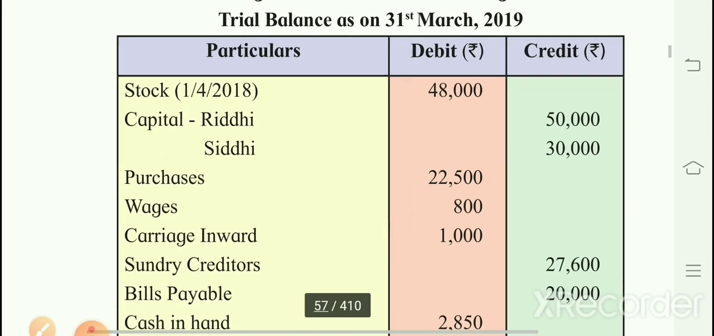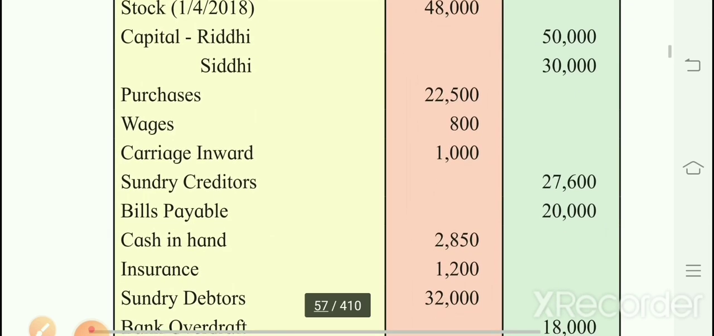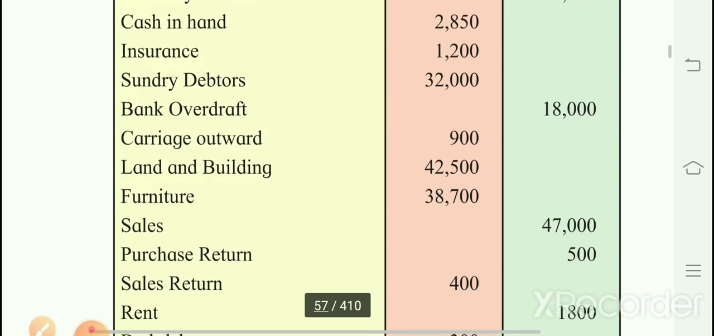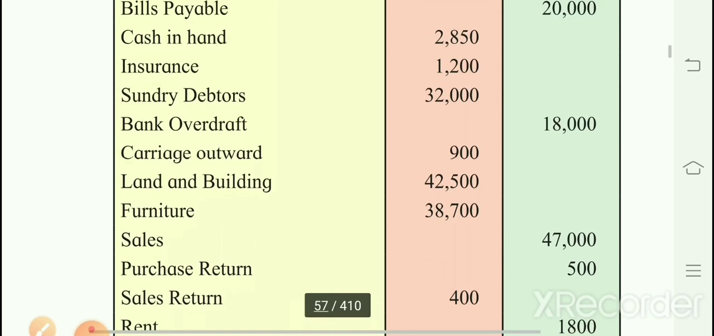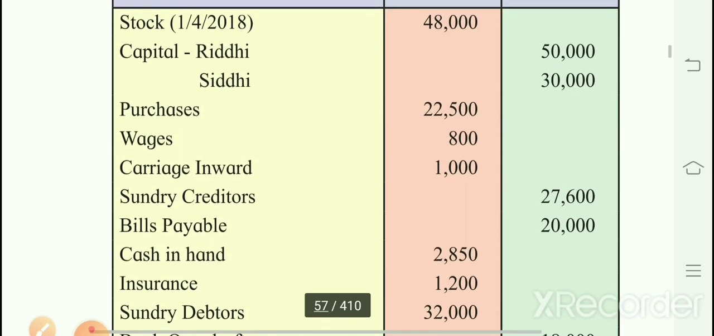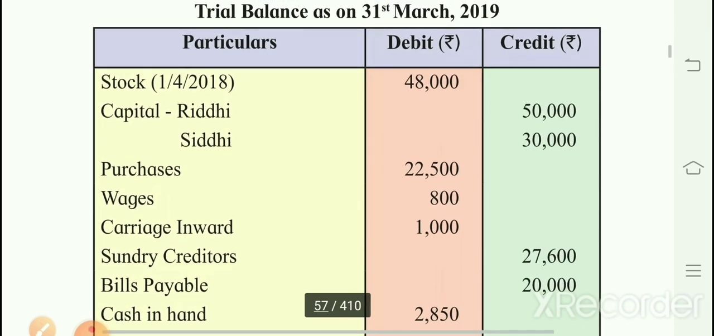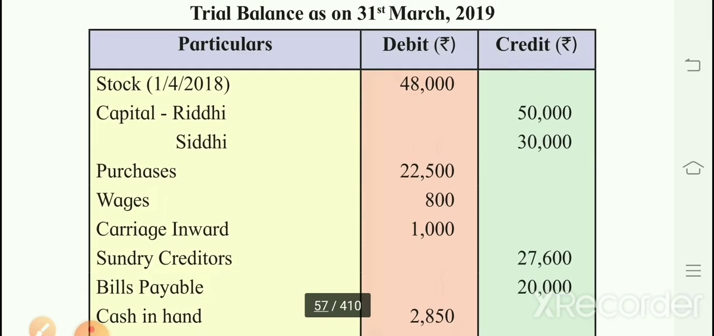Have a look at this trial balance. Here, only capital balances of partners are given to us. There is no current balance. It means this problem is based on the fluctuating capital method. As per this method, the amount of capital changes every year. So, let's start to post the items to our final accounts.